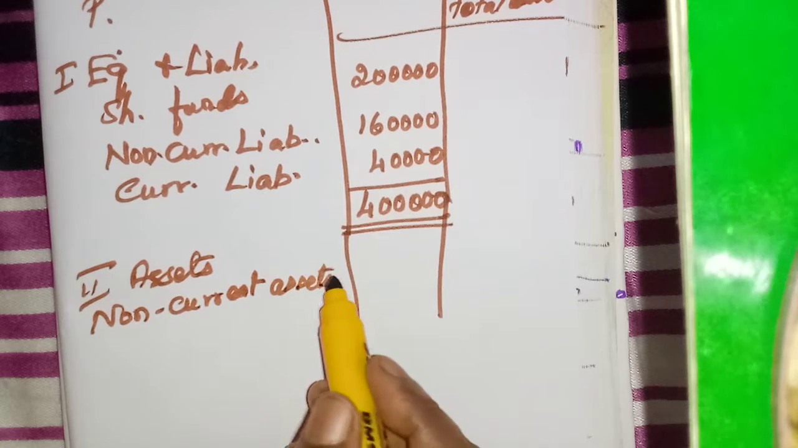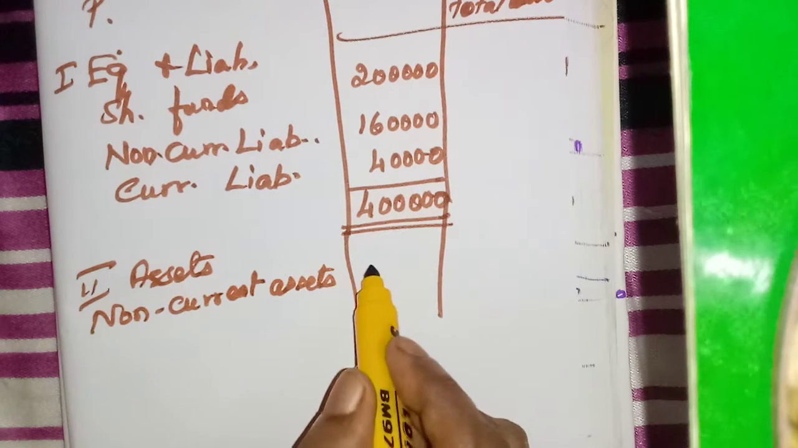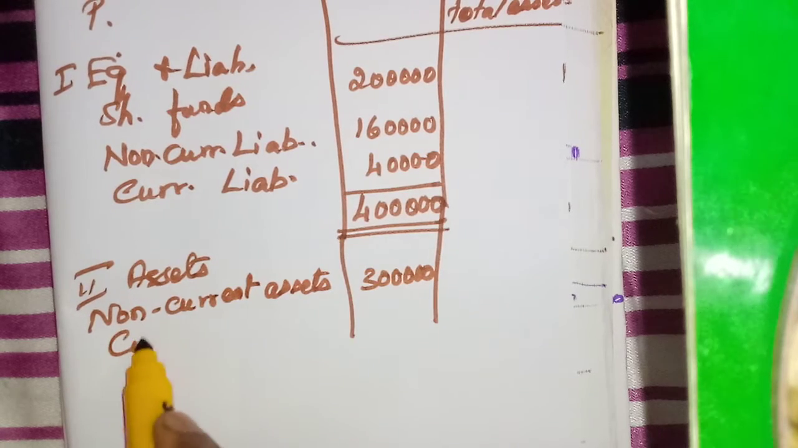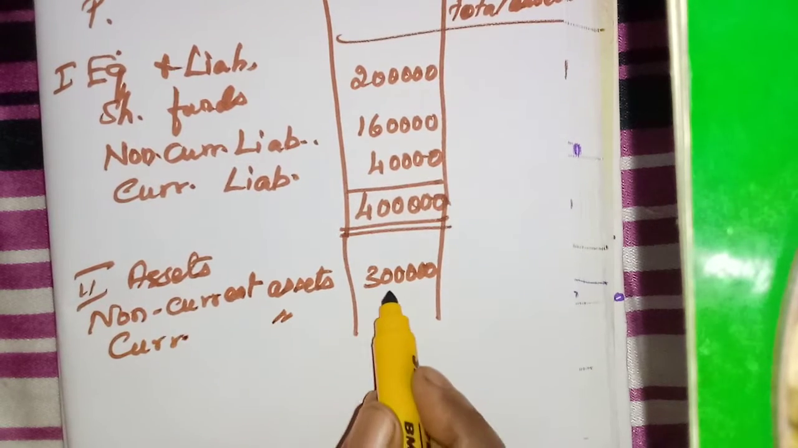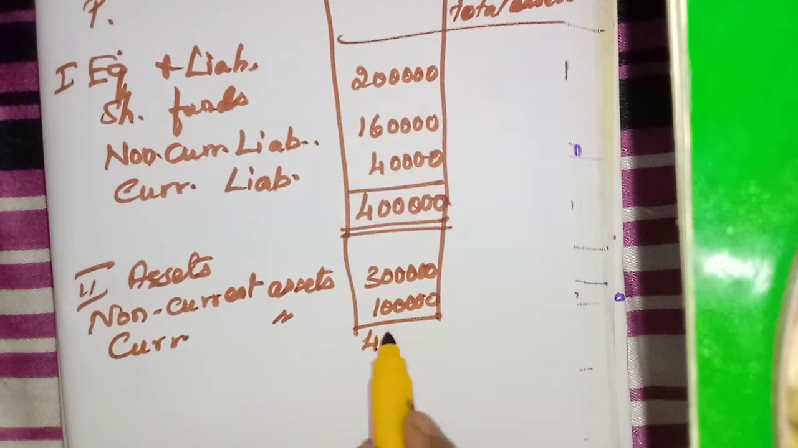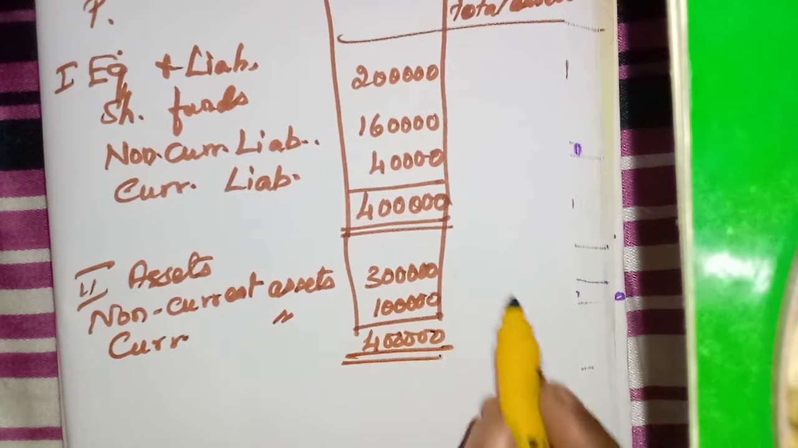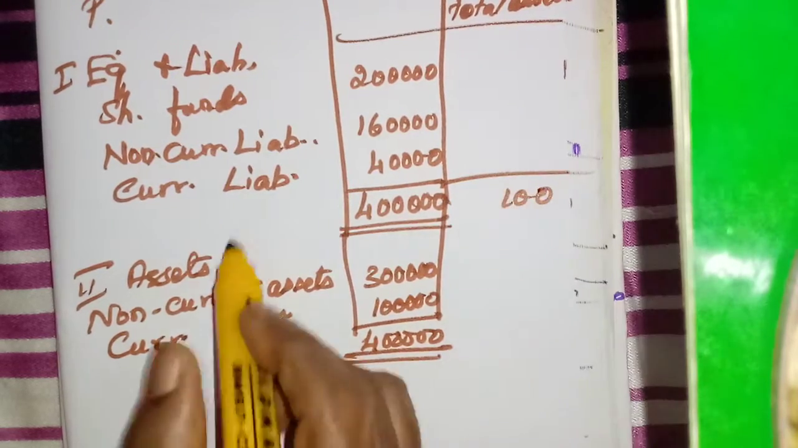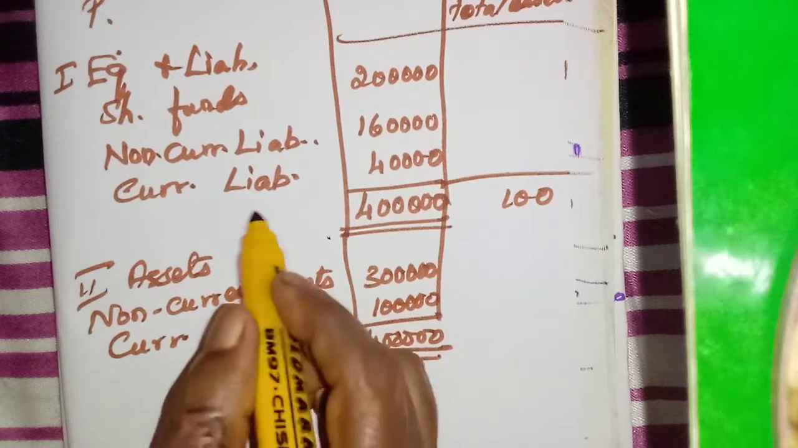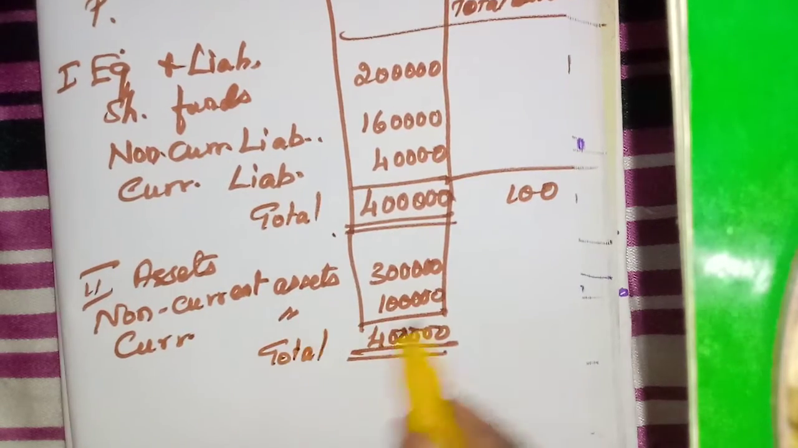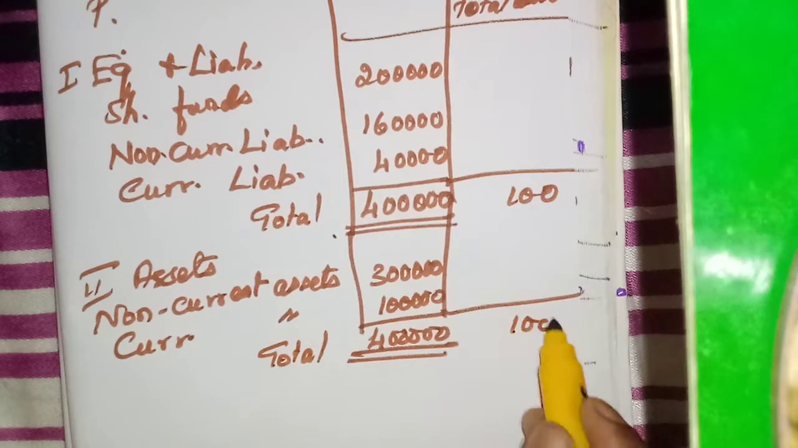Here the total amount we will take as the base. Okay, here 3 lakh. Current assets, 1 lakh. So total 4 lakh. So here what will be the base? The total. Here what we have to write is total. Total is the base.